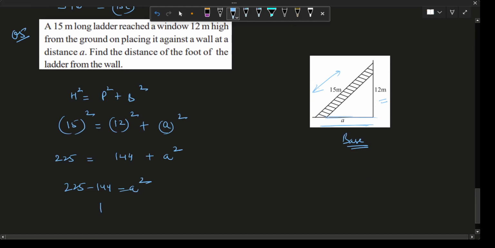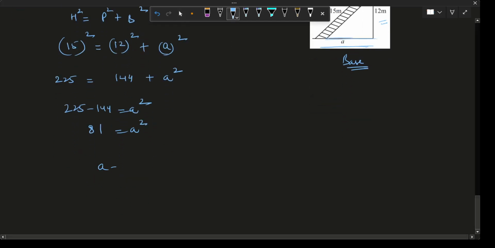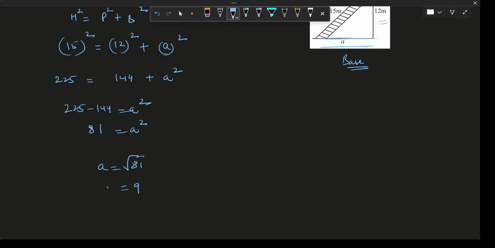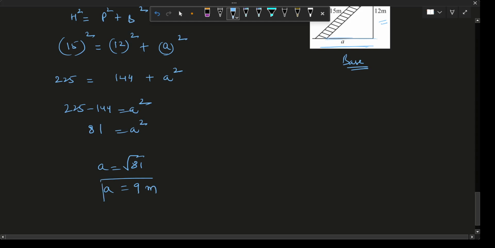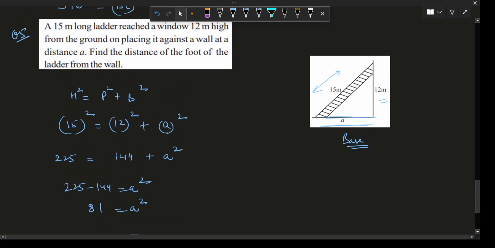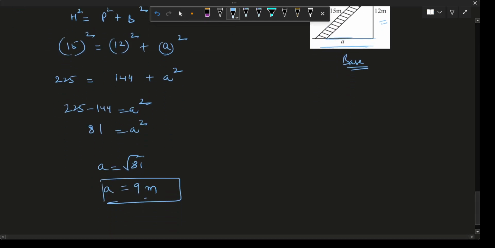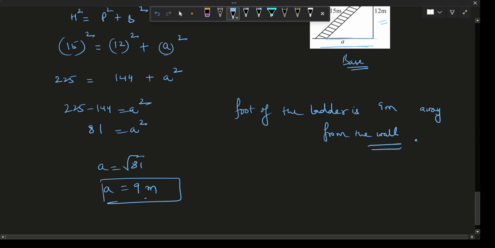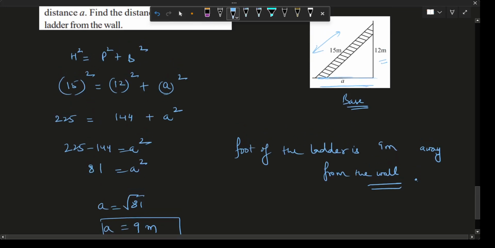So 81 is your A square. So A comes out to be, A is square root of 81, which is how much? 9 meter. So your ladder, foot of the ladder is, so you write foot of the ladder is 9 meter away from the wall. Clear students? ये जो ladder का foot है, this is how much? This is 9 meter away from the wall. Wall से 9 meter away है. Clear? So done with this.